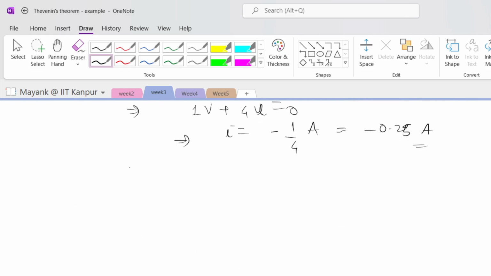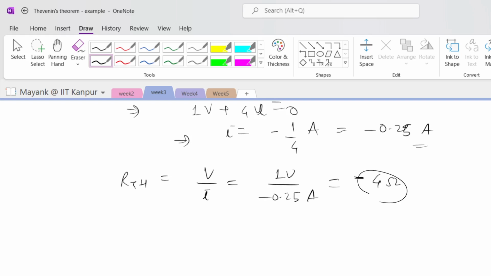So what is the Thevenin resistance in that case? It is equal to V by I. What was V? V was equal to 1 volt and I is equal to minus 0.25 ampere, so it becomes equal to 4 ohms, but with a minus sign. So you notice something very peculiar about this particular question. You see that the Thevenin resistance came out to be a negative value. The resistance is less than 0 in this case.